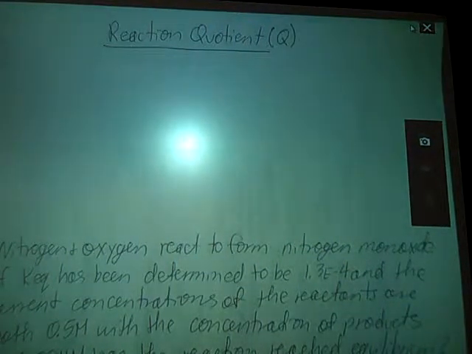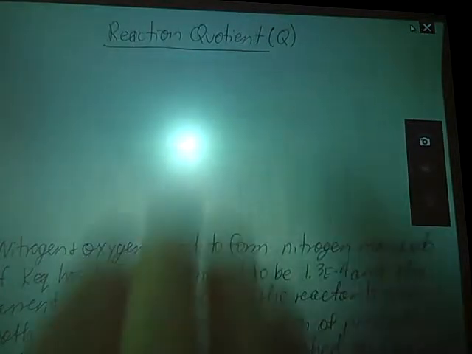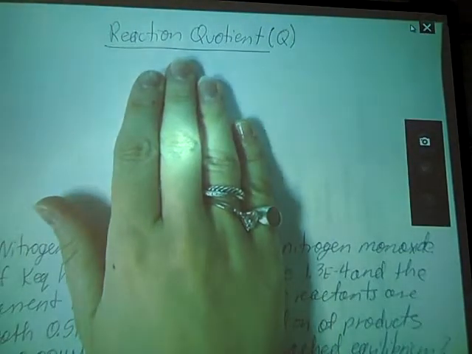So last time we talked about this idea of equilibrium, the balance point, if you will, between reactants and products, as to how far our reaction moves towards one side or the other. But how do I know if my reaction is actually at equilibrium or not? Well, that's where this reaction quotient comes in.